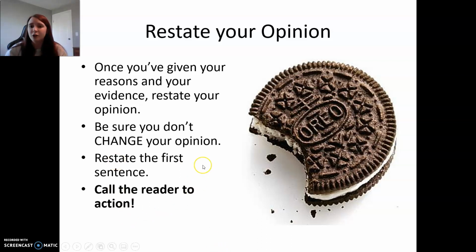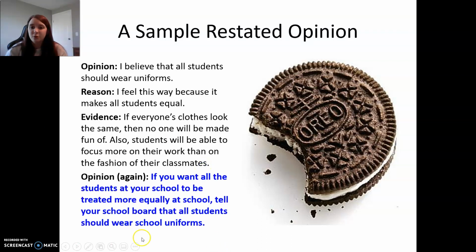So you're basically calling the reader to the action. So for example, this is my opinion again. If you want all the students at your school to be treated more equally at school, tell your school board that all students should wear school uniforms. So basically, I'm convincing whoever's reading this, I'm telling them, if you feel the same way about this, you should try and get uniforms for your school too. So that's the call to action. I'm trying to get someone to do something about it.